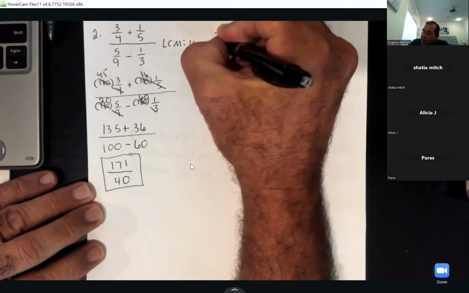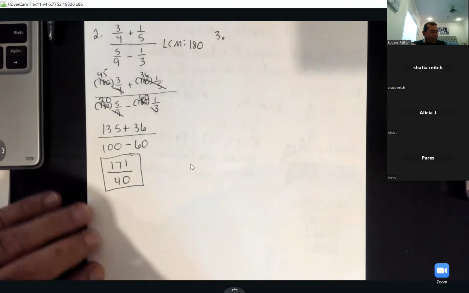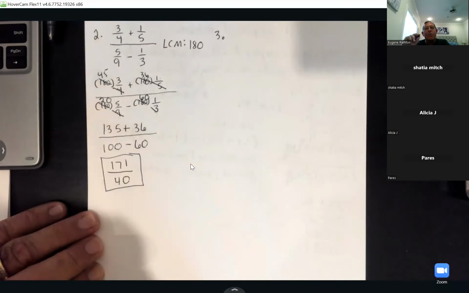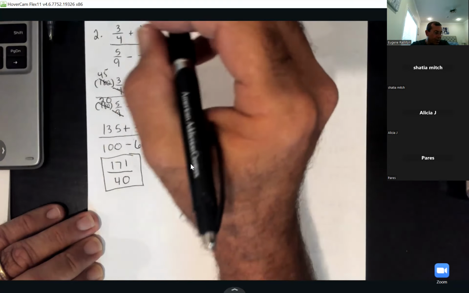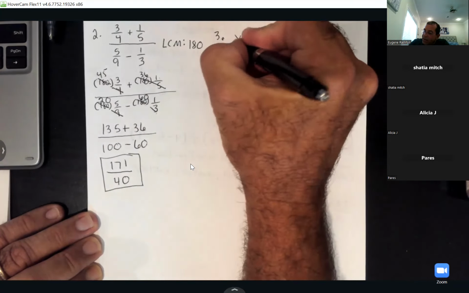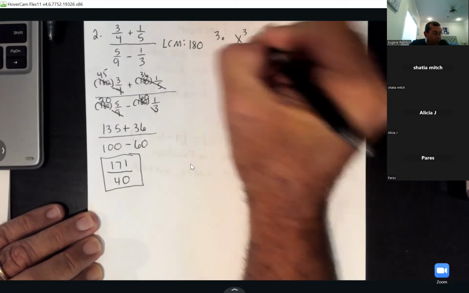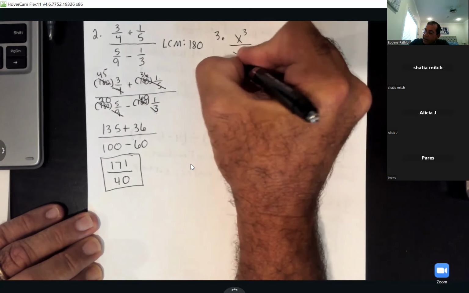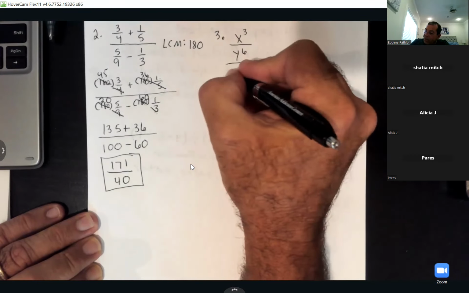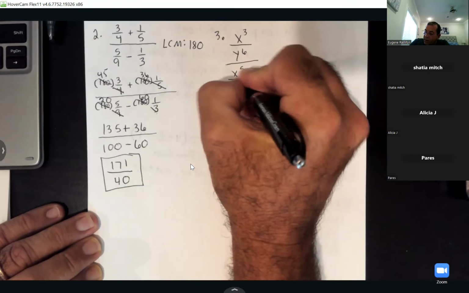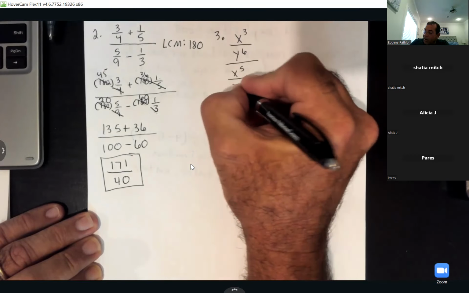Now, number 3 is going to be with single fractions. And this one has variables. So I've got a x to the 3rd over y to the 6th over x to the 5th over y squared.